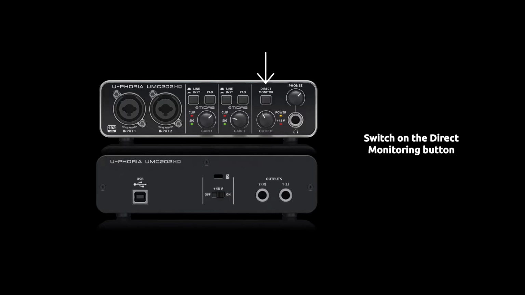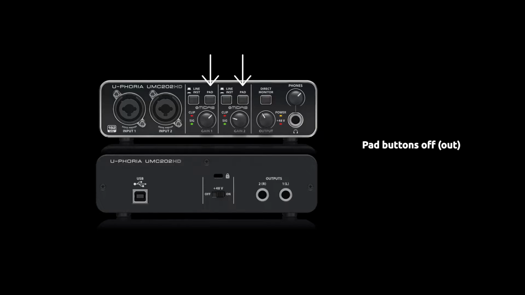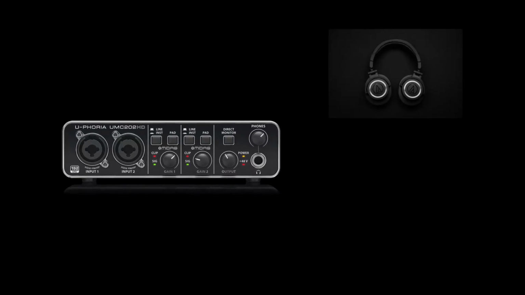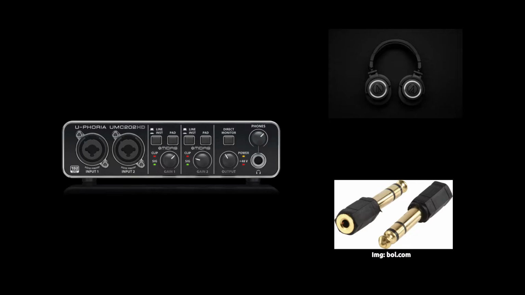Switch on the direct monitoring button. Turn off the pads, they should be out. And only if you're using a synthesizer, the line instrument toggle should be on. After that, connect your headphones, and you might need a 2.5 to 6.3 jack adapter if it doesn't fit.